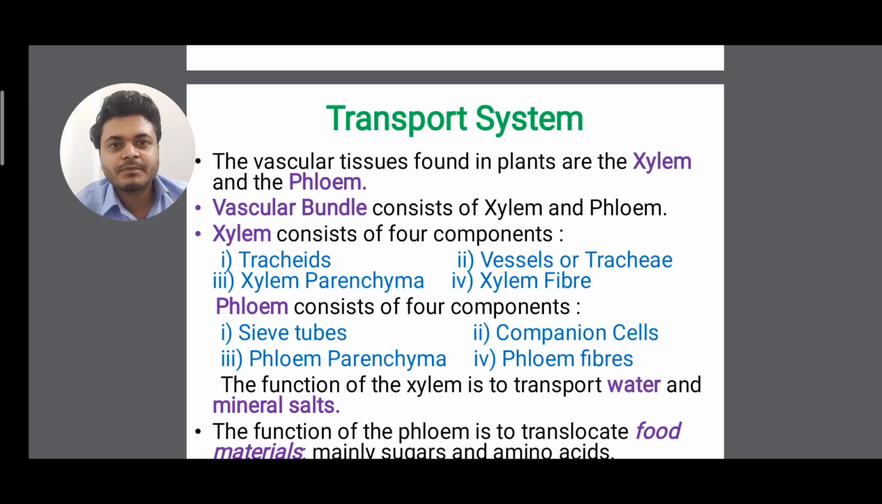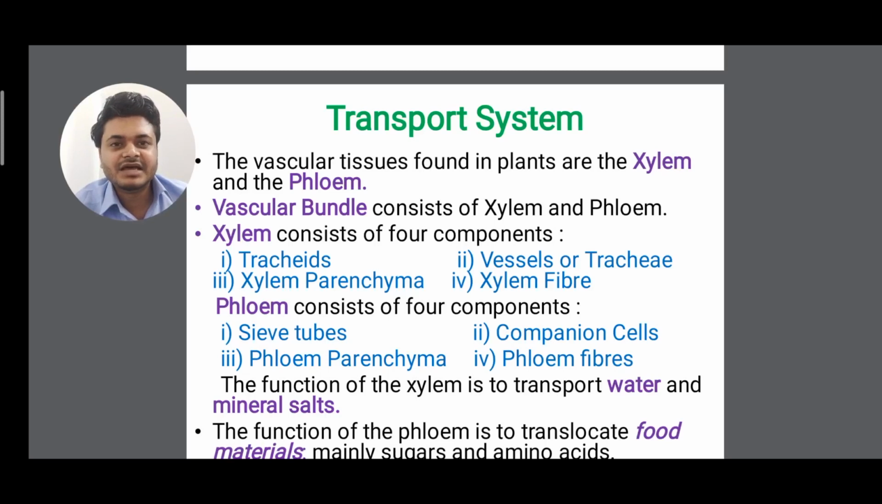Now phloem has four components. One is sieve tube, next is companion cell, then phloem fiber and phloem parenchyma. So out of the four components of phloem, only one is dead, that is phloem fiber, and three are living. That's why phloem is called a living tissue. Clear? So xylem is a dead tissue and phloem is a living tissue.